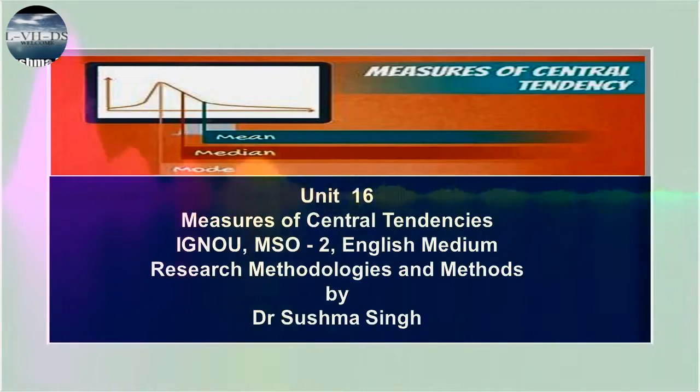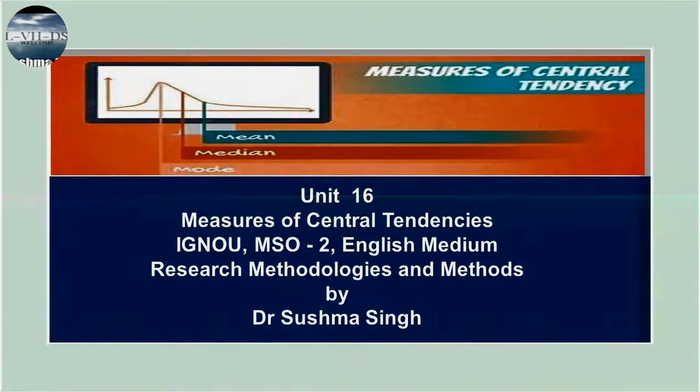Now let us move to the next point, relationship between mean, mode and median. Mean, mode and median, the three measures of central tendency, are related to each other and can be calculated using the following equation. Mode is equal to 3 median minus 2 mean.